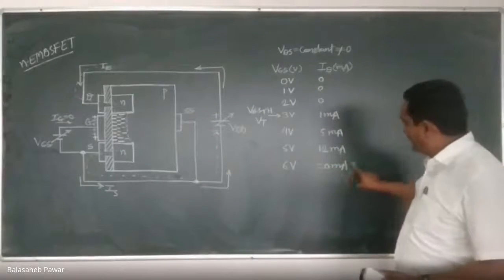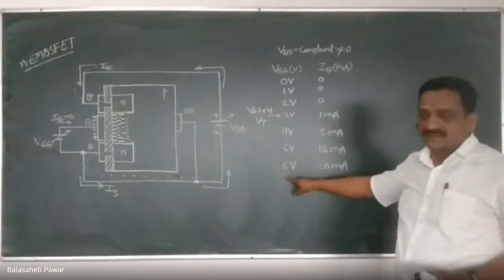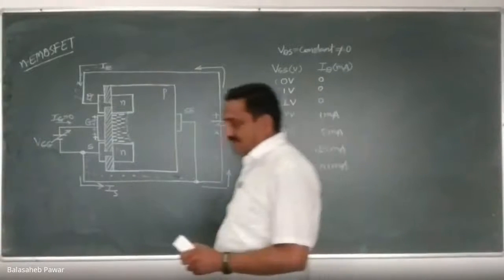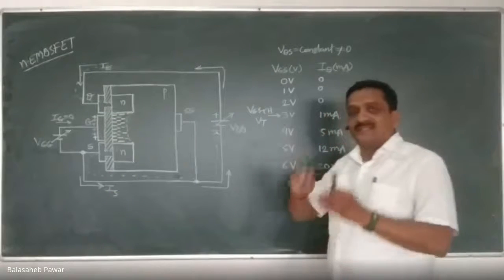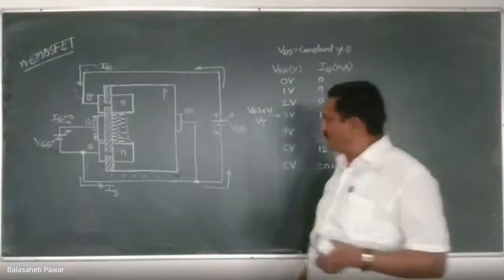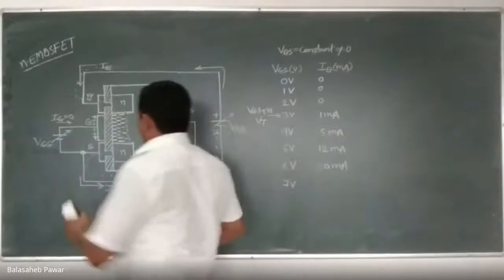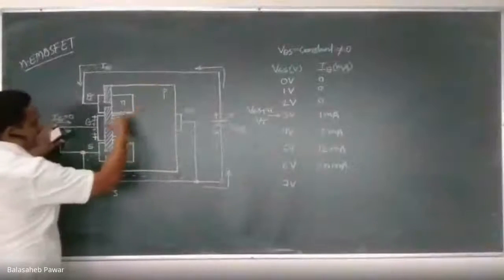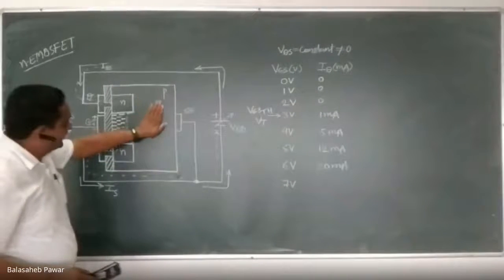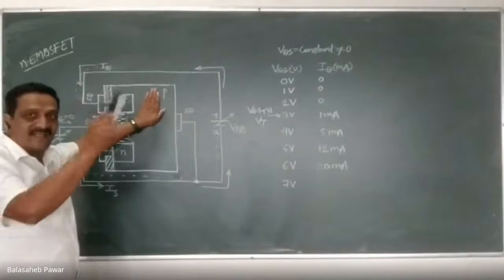But when VGS is increased to 6 volts, at this condition we will consider this VGS as VGS max. VGS max means what? Even if I try to increase it to 7 volts, when it was at 6 volts, all the minorities got attracted. Now, in the remaining substrate region, no minority charge carriers are available, right?